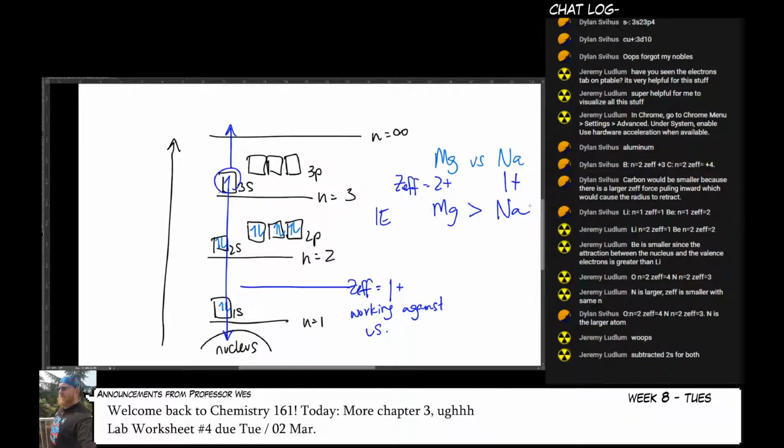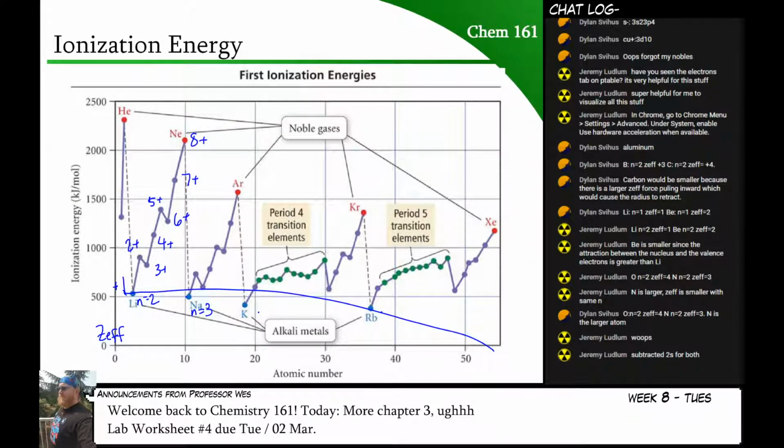And so we can do this general trend for all of the elements within a period. If I compare any two together, whichever one has the higher ZEffective within an N, higher ZEffective means that I have a higher ionization energy. Okay, cool. So when I look at my diagram, this should be just a giant slope that goes straight up.